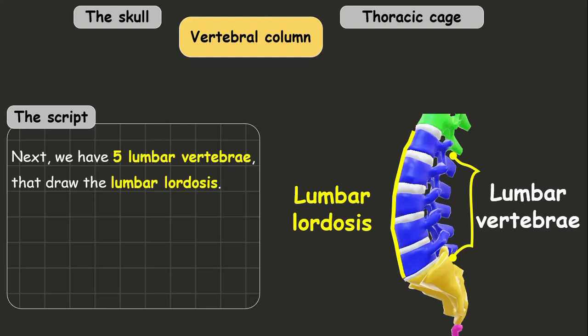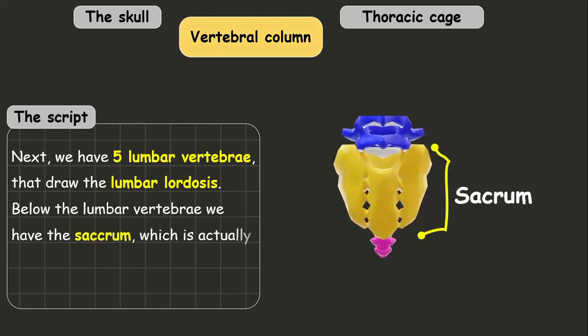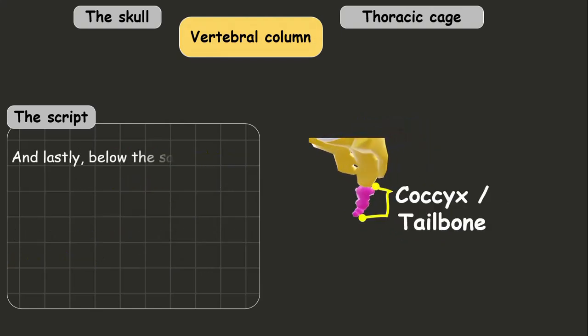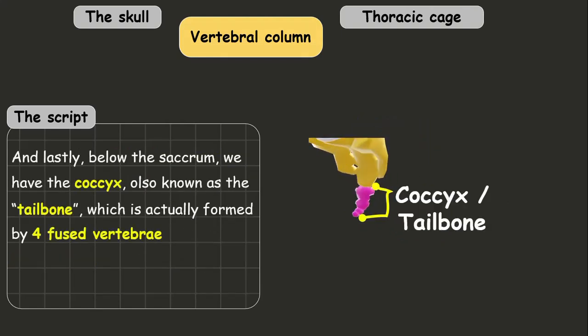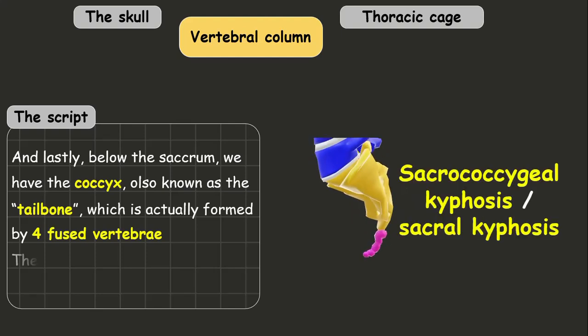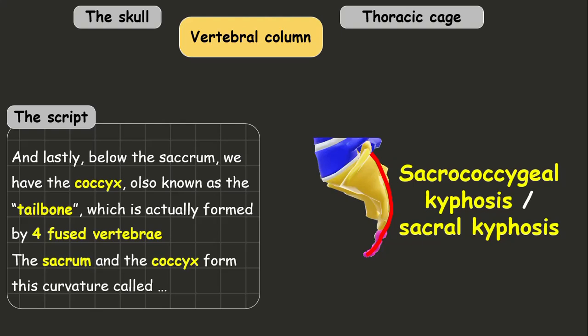Next, we have 5 lumbar vertebrae that draw the lumbar lordosis. Below the lumbar vertebrae, we have the sacrum, which is actually 5 vertebrae fused together. And lastly, below the sacrum, we have the coccyx, also known as the tailbone, which is actually formed by 4 fused vertebrae. Together, the sacrum and the coccyx form this curvature called sacrococcygeal kyphosis or simply sacrokyphosis.